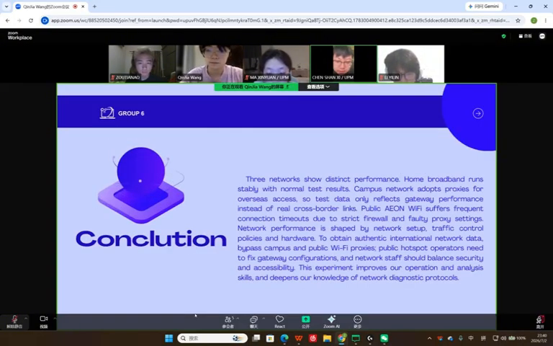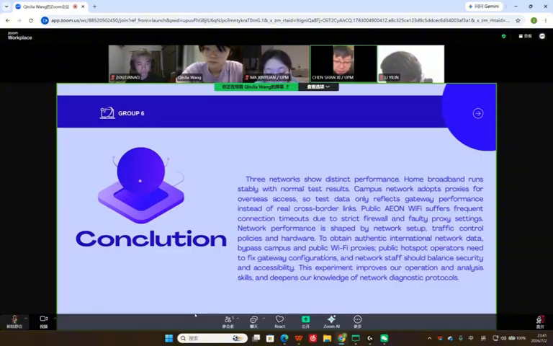Here is our conclusion. The 3 networks showed different performance. On the campus network, local access was fast, but the international traffic was redirected to a local proxy. So the data we saw does not show the real cross-border connection. Home broadband was the most stable. Both websites loaded well. Public Wi-Fi had the worst performance. Both websites failed to load. The gateway blocked the connection.